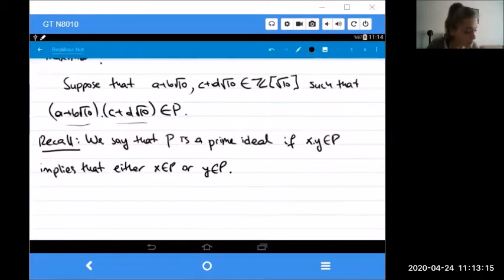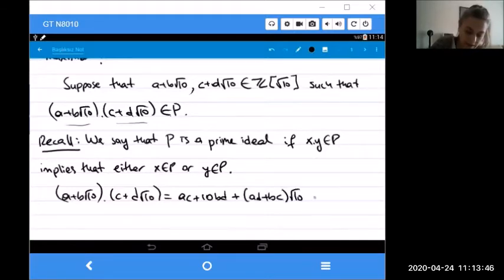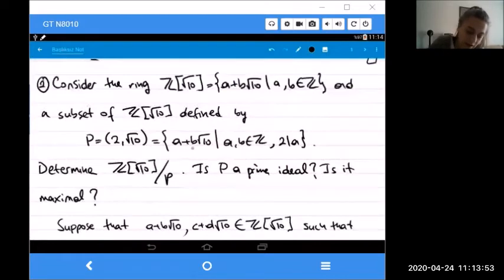Then let us apply the product here. A plus B root 10 times C plus D root 10. If you apply it and make suitable parentheses, then you will have AC plus 10BD plus, in parentheses, AD plus BC times root 10. This is in P. Now, if you remember, in the ideal P, we have no condition on the coefficient of root 10, but the other coefficient, without root 10, has to be an even number.